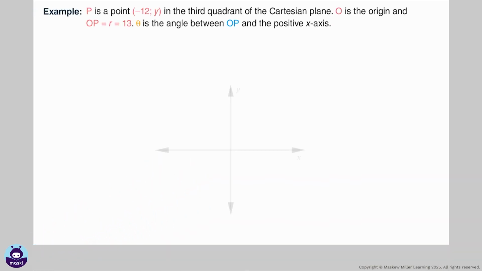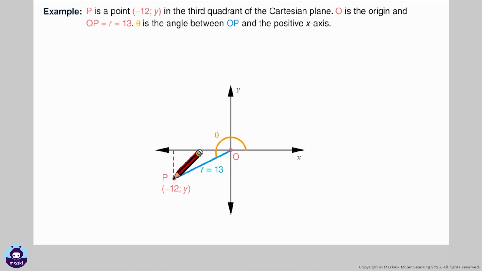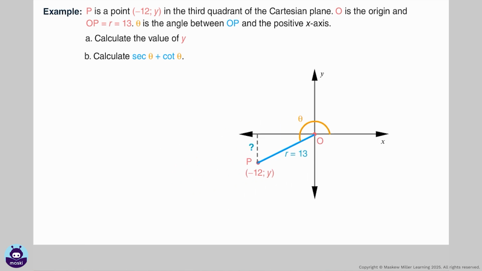Example 2. P is a point (-12, y) in the third quadrant of the Cartesian plane, O is the origin and OP equals r equals 13. Theta is the angle between OP and the positive x-axis. Calculate the value of y. Calculate sec theta plus cot theta.